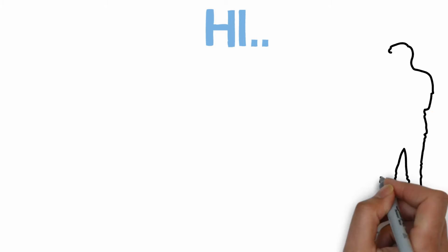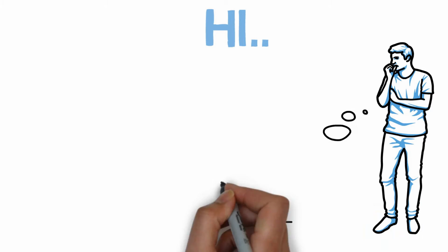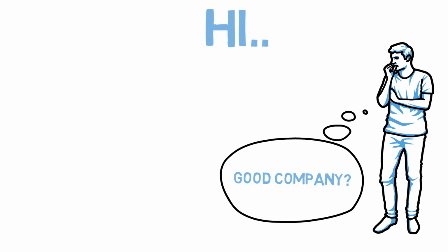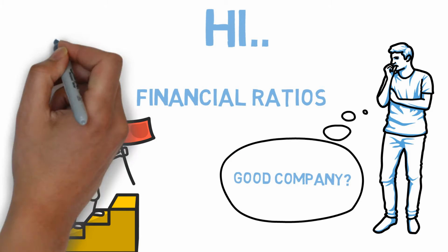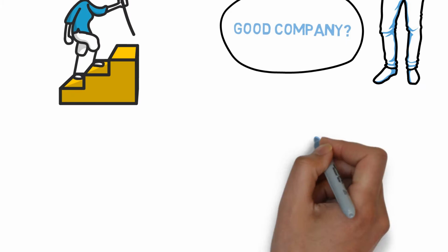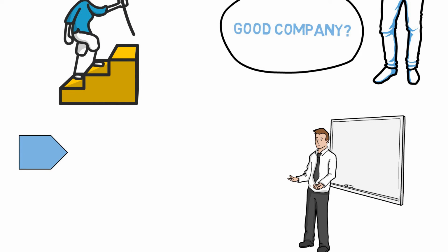In this video, we will learn about how to find out which companies are good for long-term investments with the help of financial ratios. Well, for that, we need to analyze a few factors. First is earning per share.